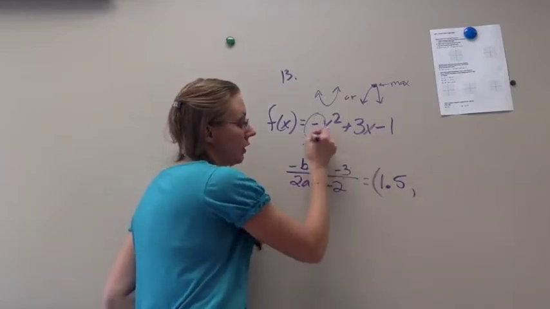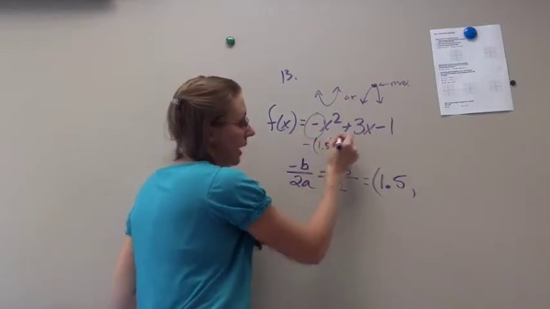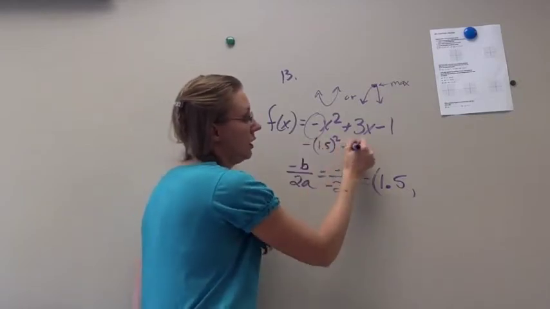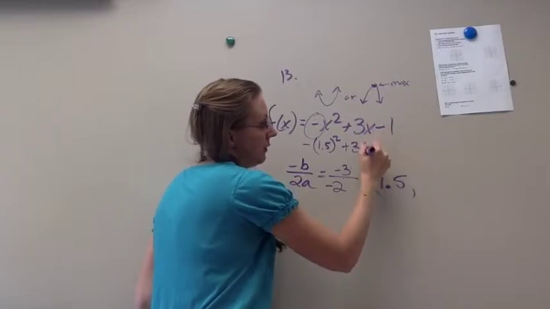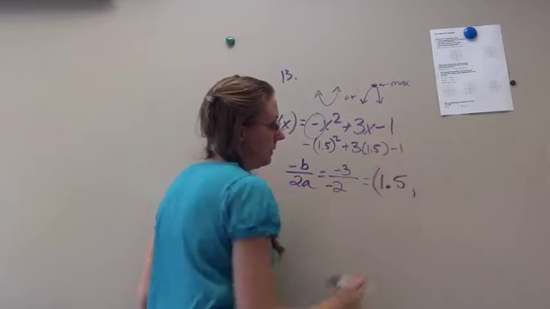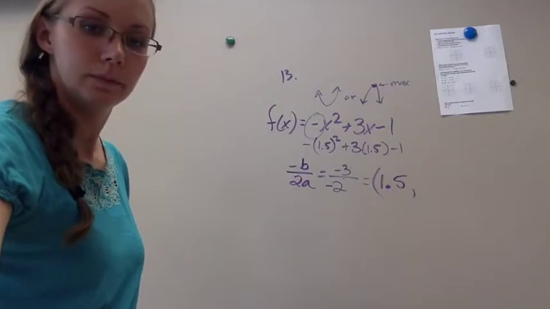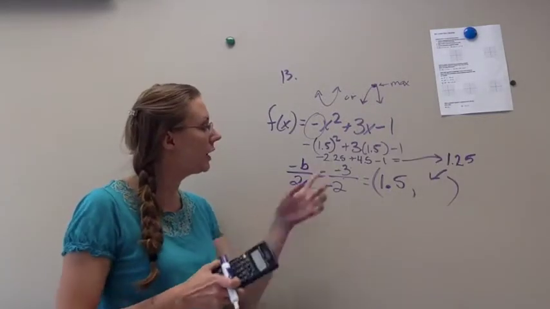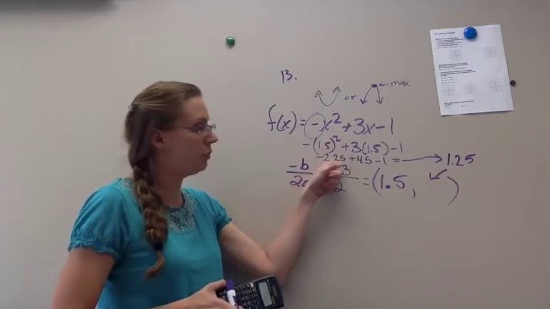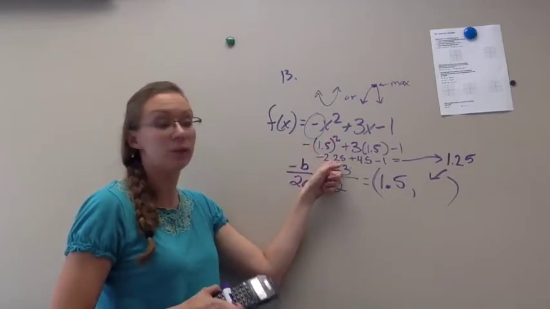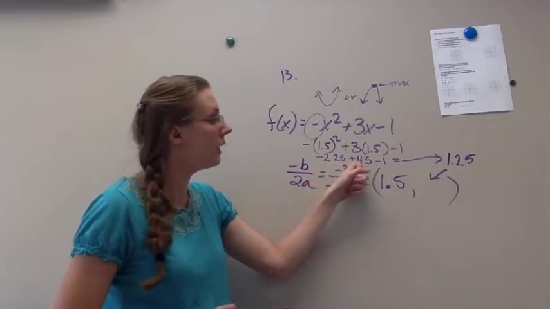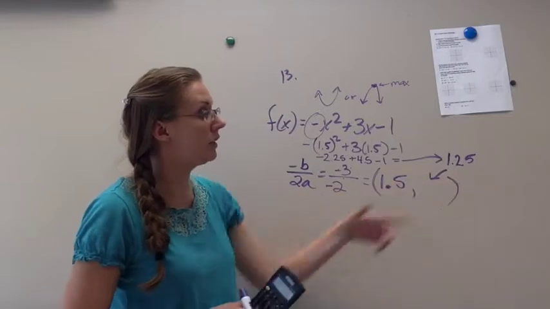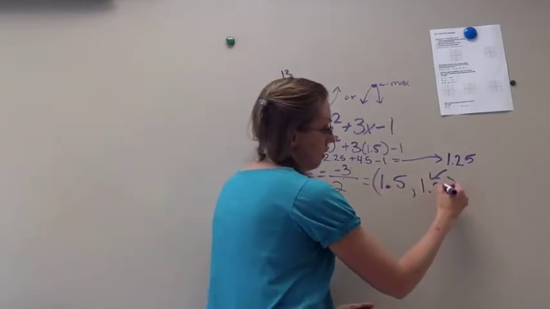I'm going to have negative of 1.5 squared. Again, we apply that negative after we square it. Do your exponent before your multiplication. Plus 3 times 1.5 minus 1. So, hopefully you pause me if you need to. Grab your calculator. 1.5 squared is 2.25. I applied the negative after, so it's negative 2.25. Plus 4.5 minus 1. If I do that all out, I get a positive 1.25, which is my y value here.